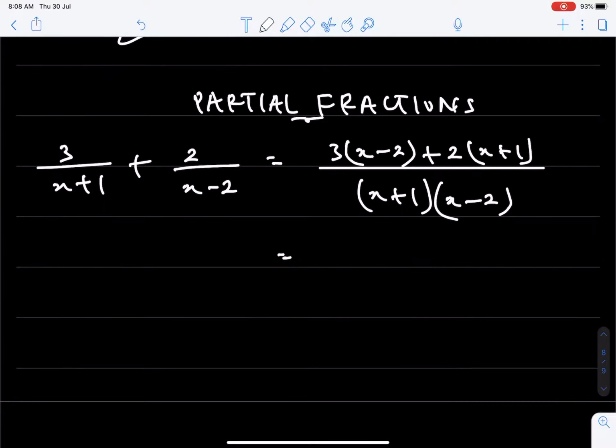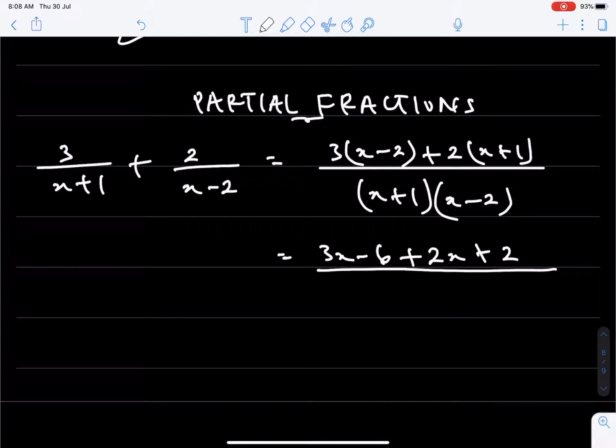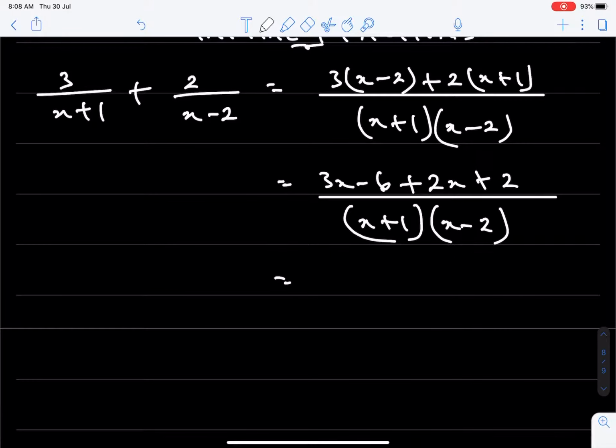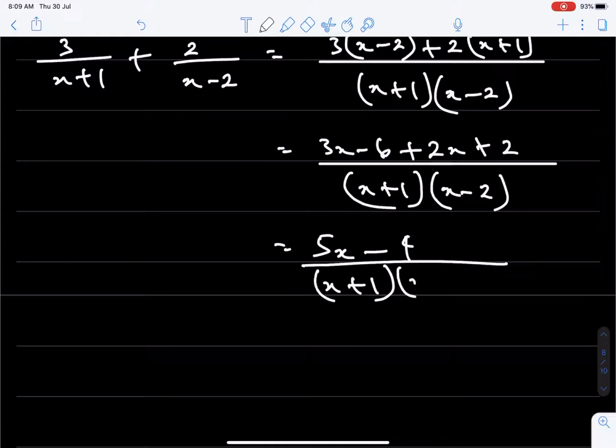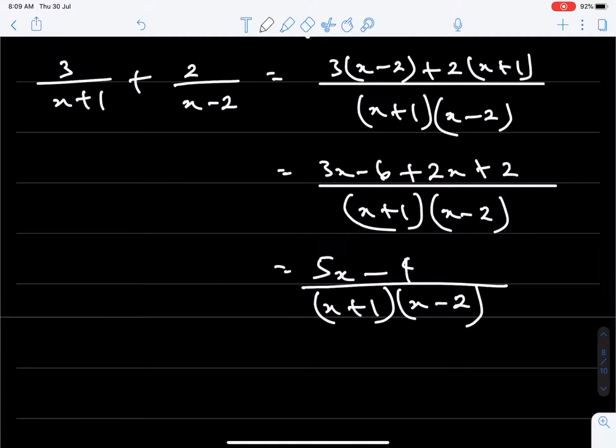And then we simplify, we open the brackets at the numerator. That's 3x minus 6 plus 2x plus 2 all over x plus 1 times x minus 2. And that's the same as 3x plus 2x is 5x, minus 6 plus 2 is minus 4. So that's the same as 5x minus 4 divided by x plus 1 times x minus 2. Now this is the single fraction.